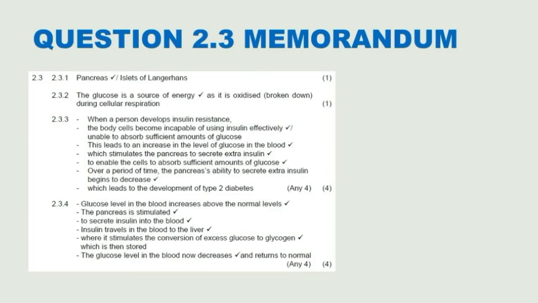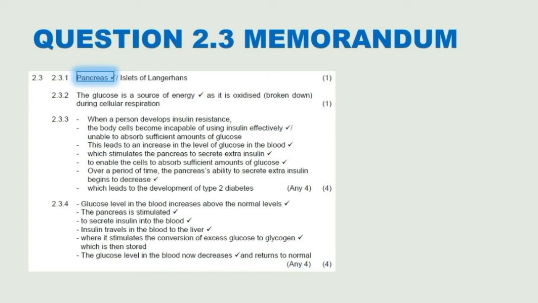So let's have a look at my memorandum. Question 2.3.1 asked us what gland secreted the insulin. So yes, it is the pancreas. I actually do not agree with them for saying that it's the islets of Langerhans, because that is the cells responsible for it, and they specifically asked for the gland.